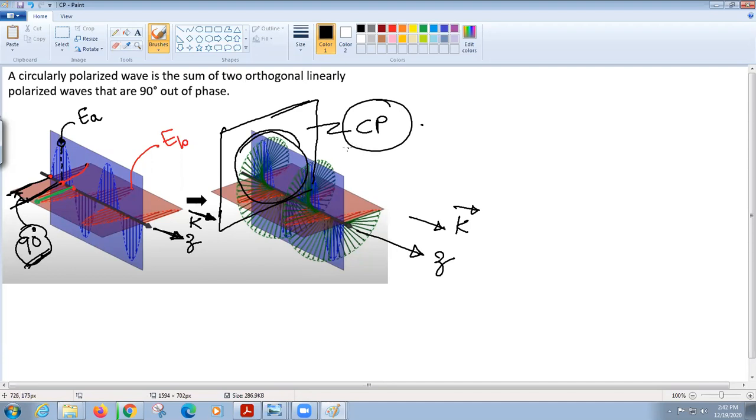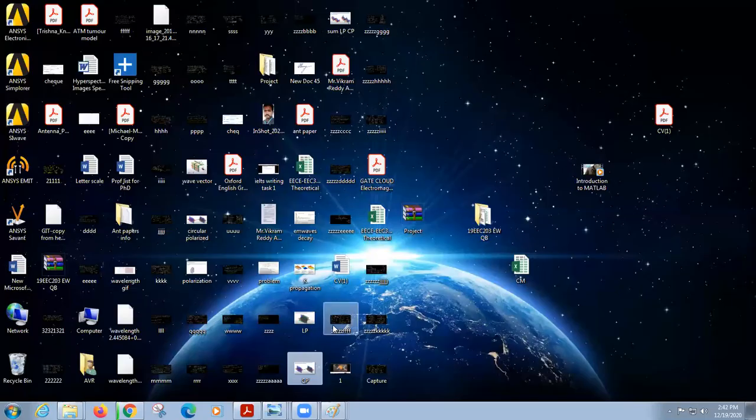Okay. Now again, you have two standards, IEEE standards and physicists. So based on physics, this community and this community gave two different perspectives on whether it is RHCP or LHCP.